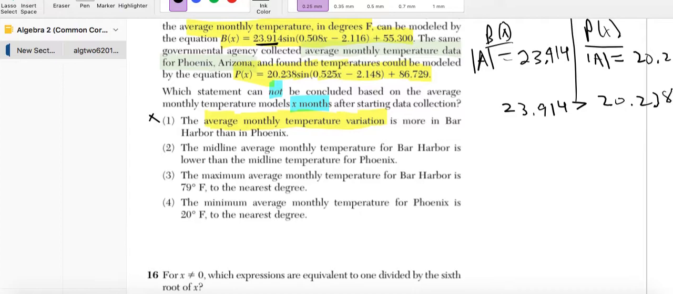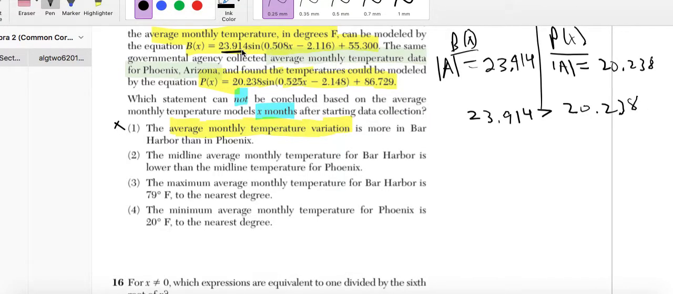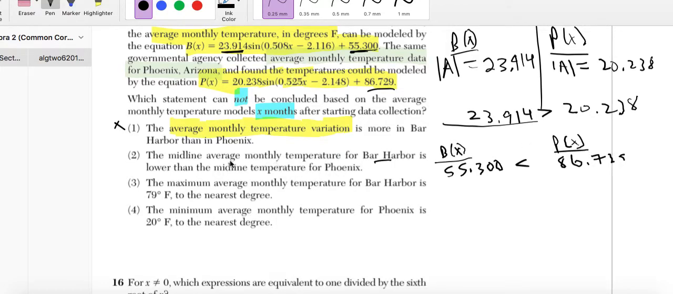The next one, the midline. The midline is just the final number you're adding outside the parentheses. So you take amplitude times sine of whatever's in the parentheses plus the midline. That's your average. Well, I don't want to use the word average because the whole function is an average this time, but they're saying the midline, average monthly temperature for Bar Harbor, is lower than the one for Phoenix. So this is our C value. So for Bar Harbor, it's 55.300, and they're saying it's lower than the one for Phoenix, which is 86.729. That's also true. The midline average temperature for Bar Harbor is lower than the one for Phoenix. That's true, and they want to know which one cannot be concluded.